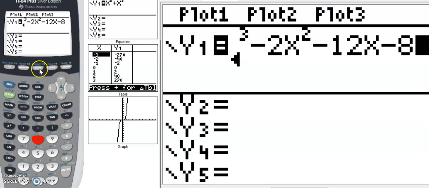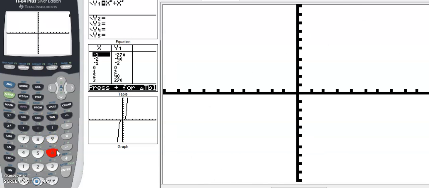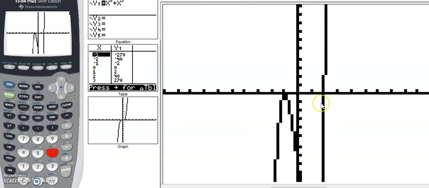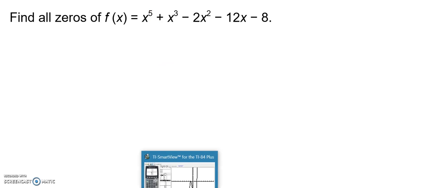Okay, so first, and we talked about this before, but I would always start by doing the zoom 6. That will reset your window if your window had been changed for any reason. Okay, so this is what I see, right? And I can see it looks like I have a 0 here that maybe is a bounce, and it looks like I have a 0 here that passes through. And remember, this is a 5th degree polynomial, so we know we're looking for 5 solutions.